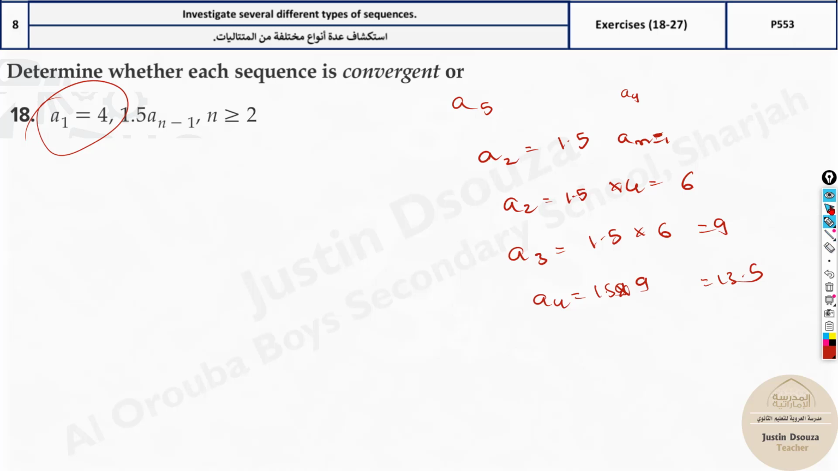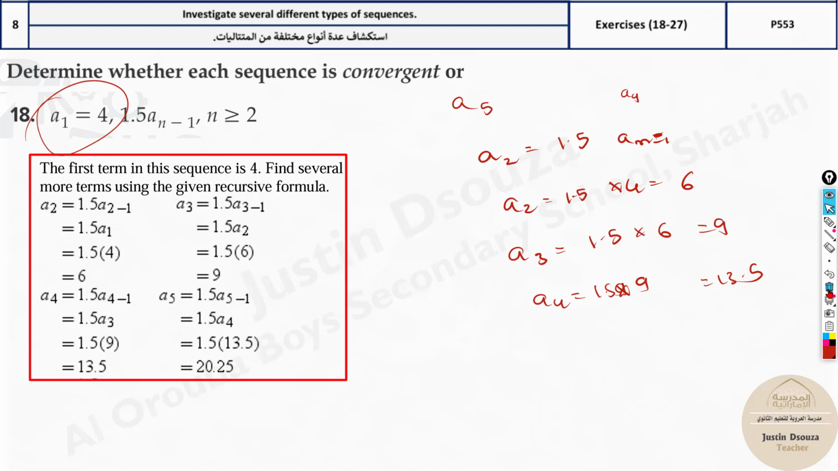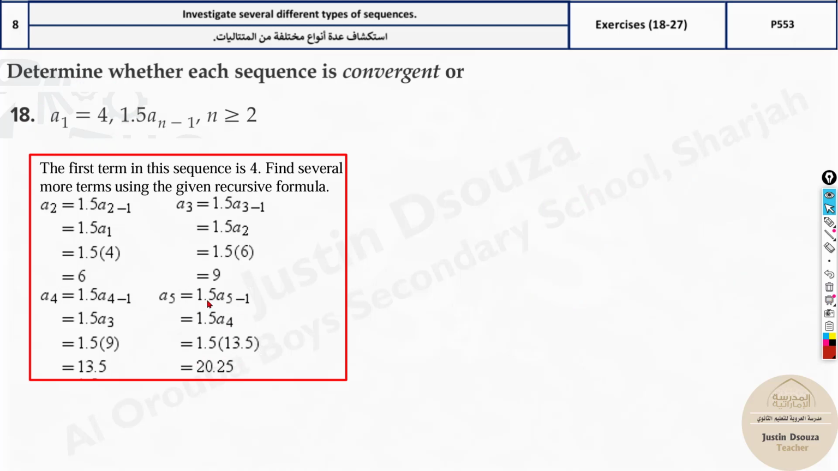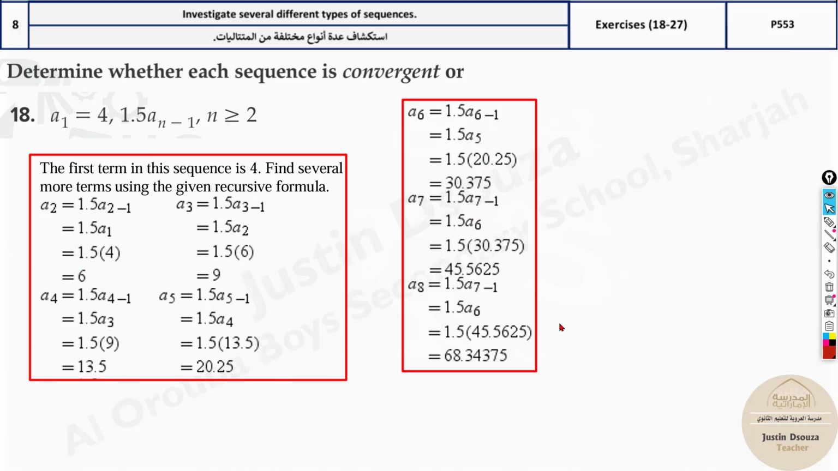Now you need to find about 4 to 5 terms. So you can see the first term, second term, third term, your 5 terms are found. And see the values. What are the answers? It's 6, 9, 13.5, 20.25. What is the pattern? It keeps on increasing, right? And if you go further, it just keeps on increasing. With just 4 to 5 values, you understand the trend.